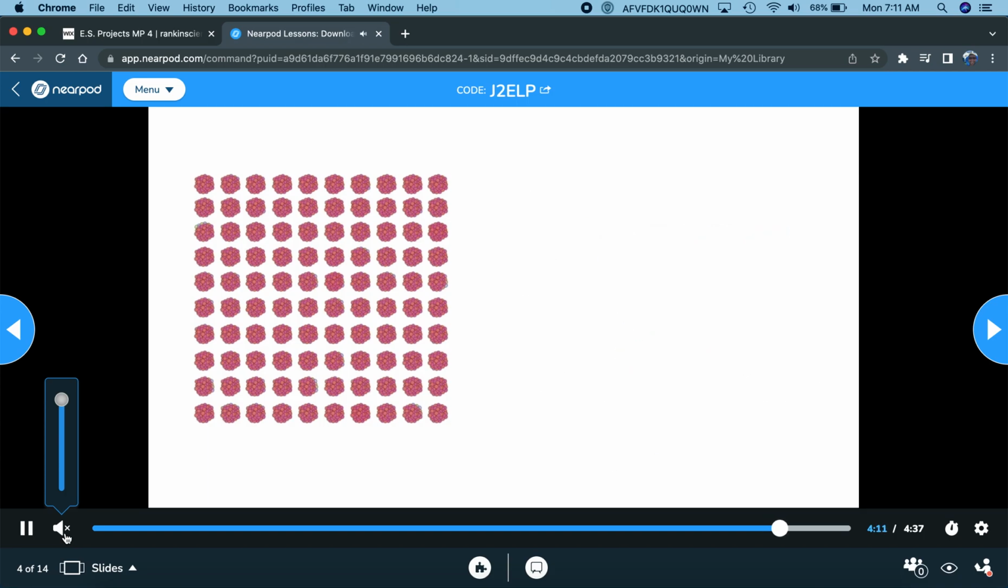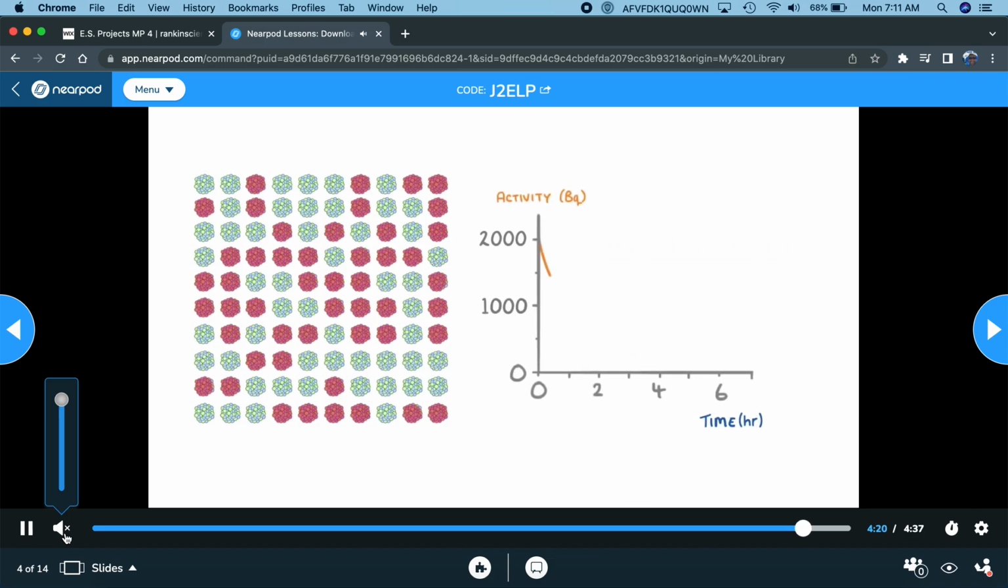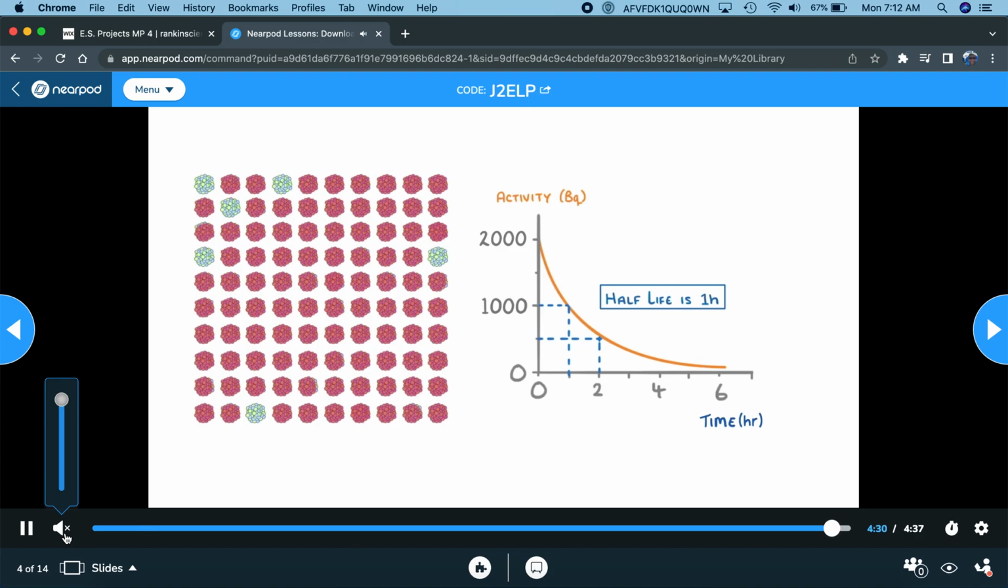If we had a different radioactive sample, like one with half the half-life of this one, we can see that it's decaying much more quickly. This means that it started with a much higher activity, as we can see on our graph, and also that it will decline much more rapidly, and so has a much shorter half-life. Half of 2,000 is 1,000. That was a quicker half-life.